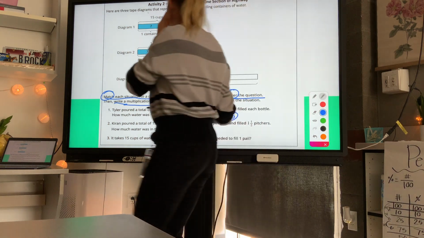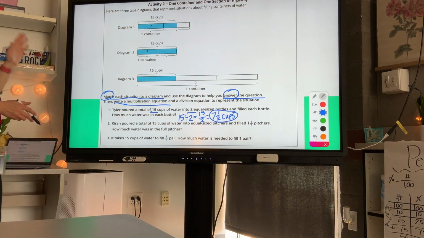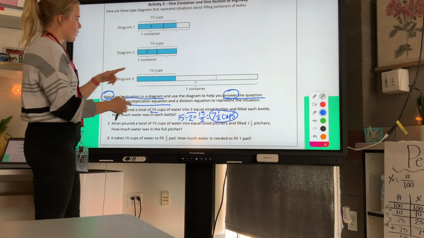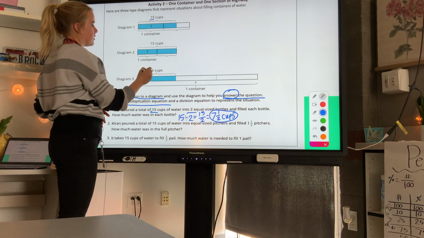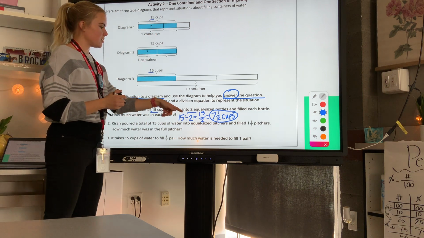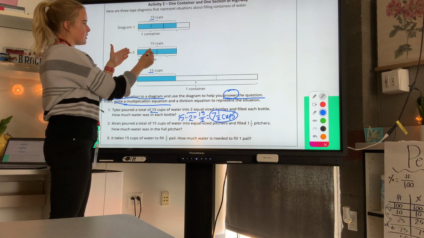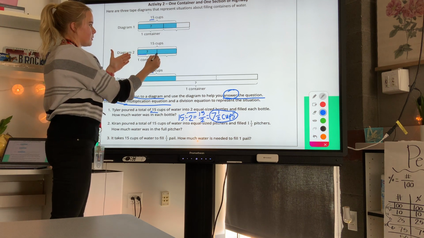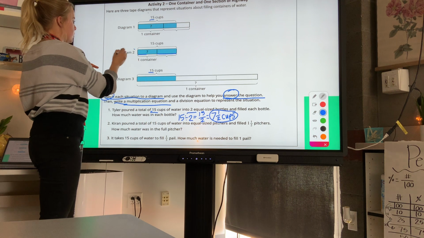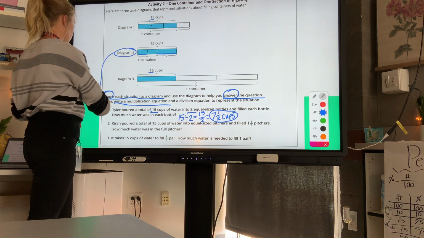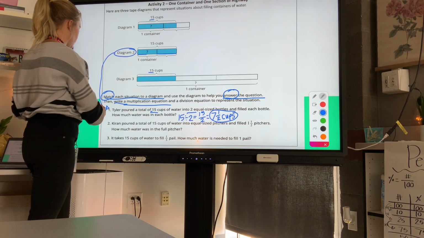Now I'm going to see which situation shows this. So I have 15 cups. So all of these say 15 cups. But I'm looking for one where it splits it into 2 equal-sized batches. So the only one where it's splitting it into 2 equal-sized batches is right here. 1 container, 2 containers. This would be diagram 2. So I'm going to say 1 goes with diagram 2.